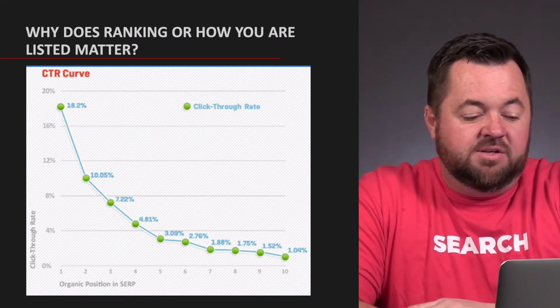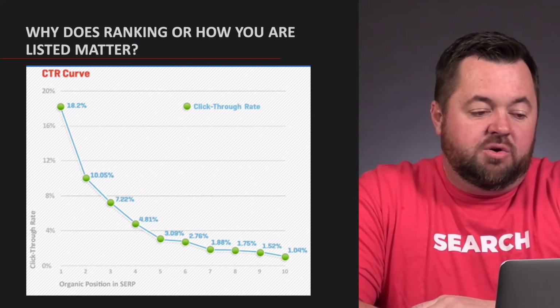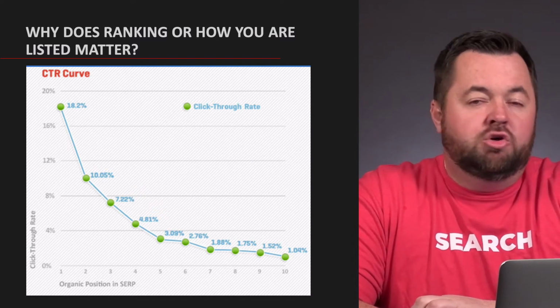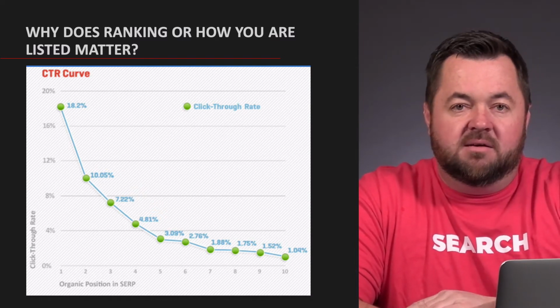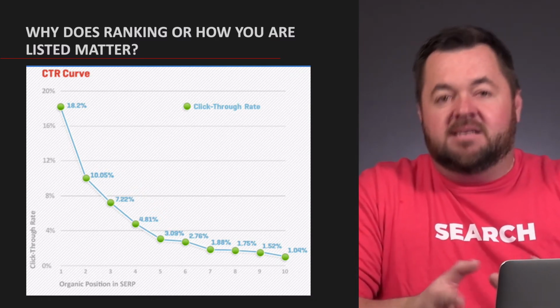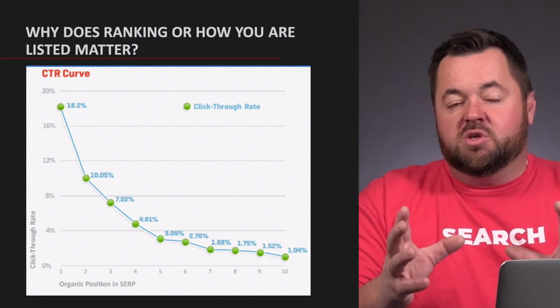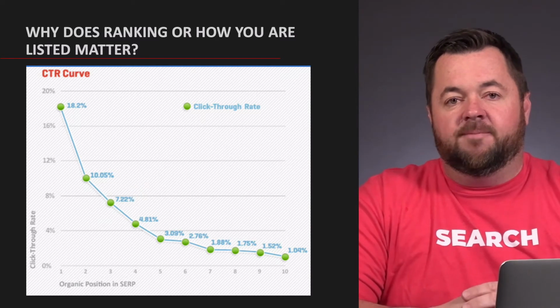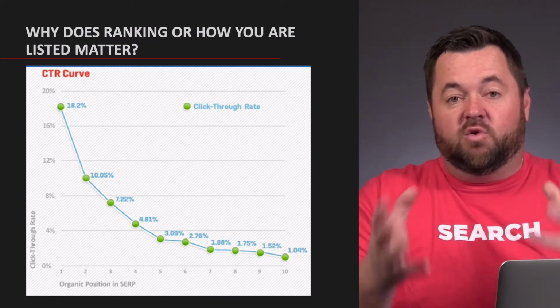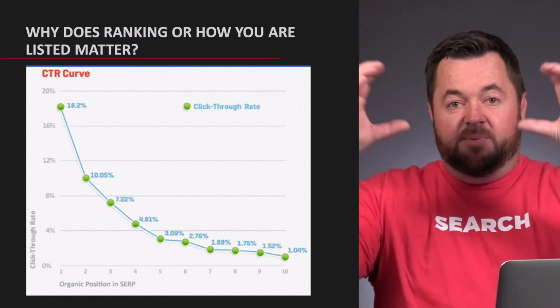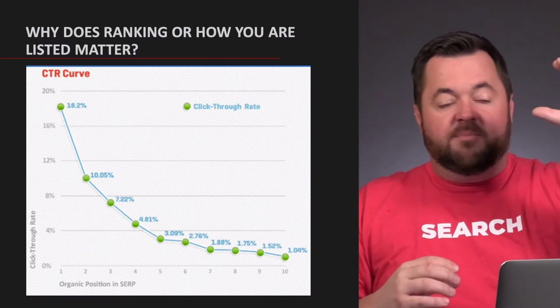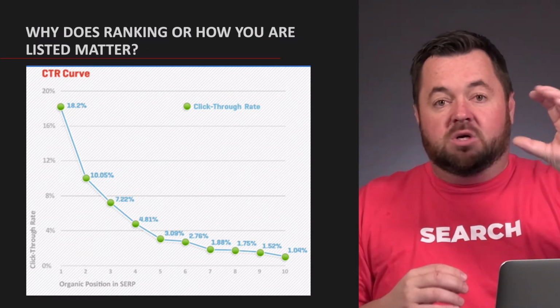What this says here is that for the number one ranking, you can expect 18.2% click-through rate. What that means is 18.2% of all the clicks on the search engine results page are going to go to your listing. So if 100 people search for the search term that brings your business up, if you're at number 1, you're going to get 18.2 clicks.